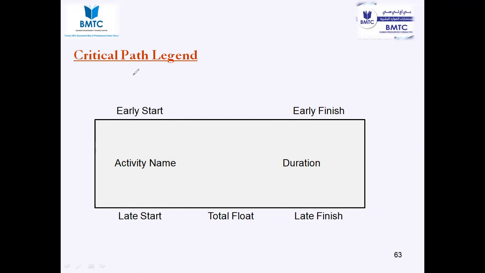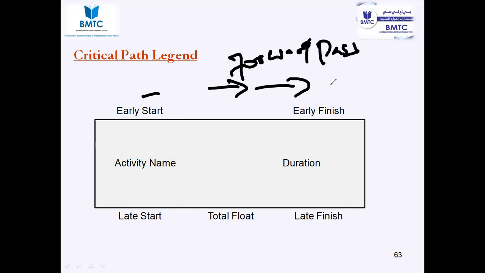So we are going from left to right. Once we go from left to right, this calculation is called forward pass calculation. Once we finish all the activities in our list and are done with the forward pass calculation, all the activities will have an early start and early finish. We need to do the reverse calculation.